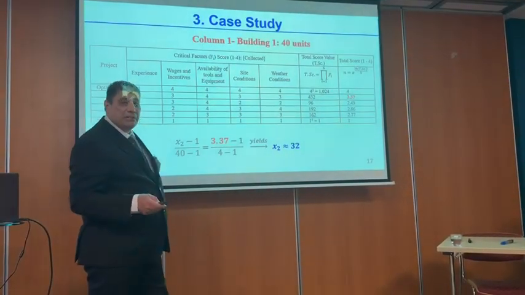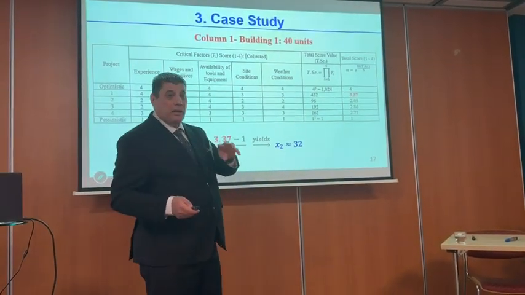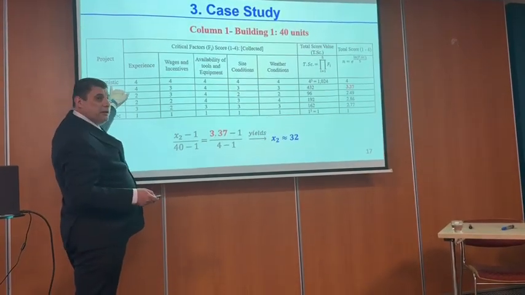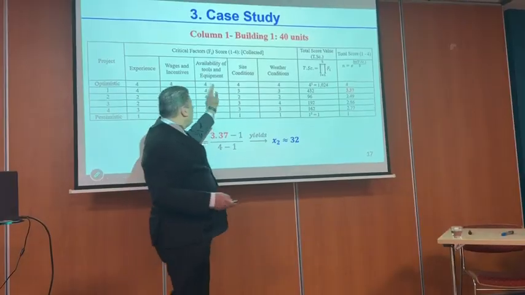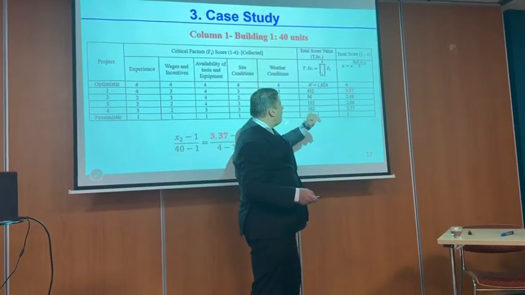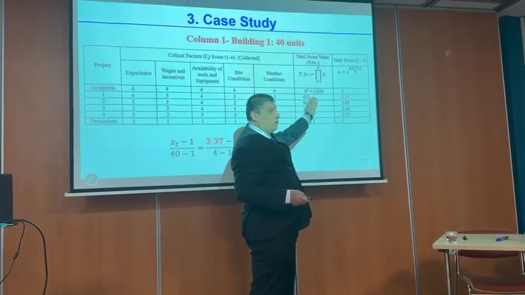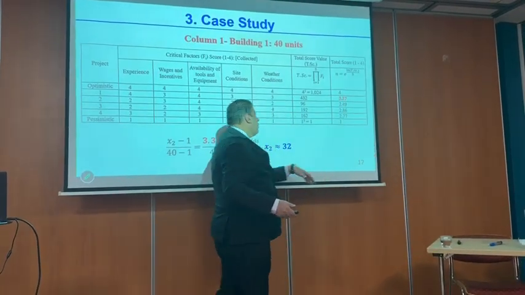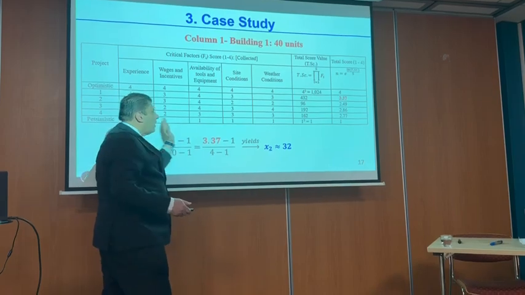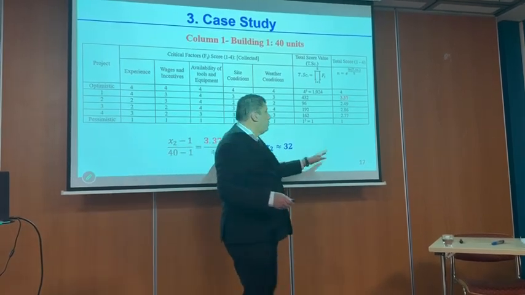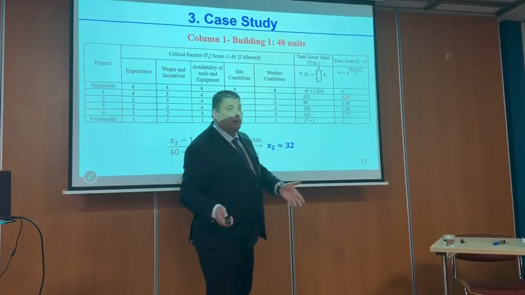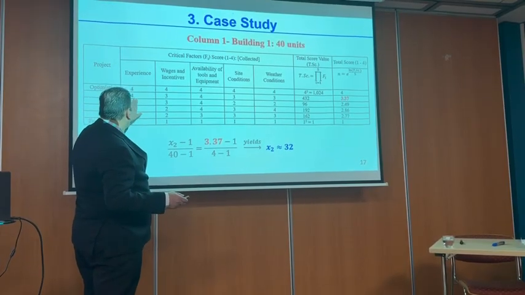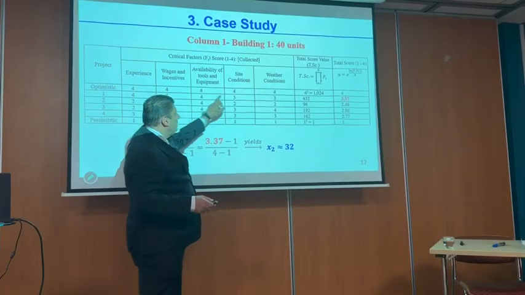I'm going to show you an example for column 1 of the first building. If you assume this is optimistic for the 5 factors, 4 to the power 5, you will get 1024. Use the exponential equation, you will get 4. This is the maximum. For pessimistic, 1, 1, 1, 1, this is the worst scenario, you will get 1. So where is the current project? Where is the location?